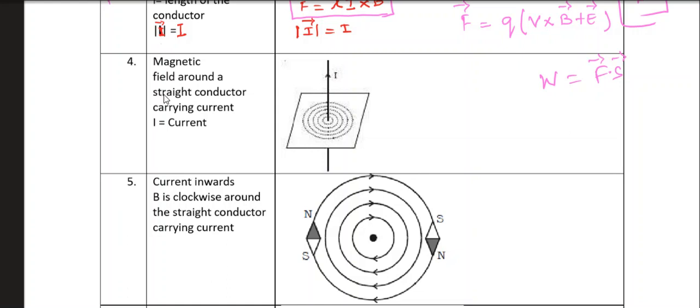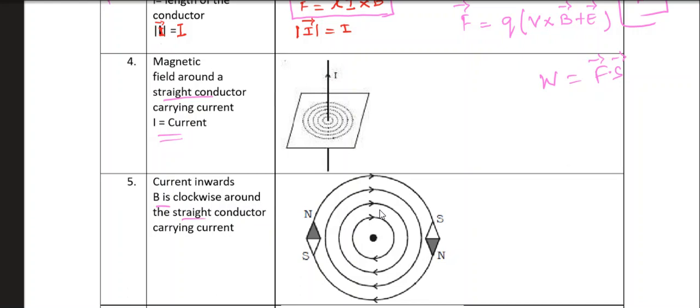The magnitude, the magnetic field around a straight conductor. So this is the straight conductor carrying current I. Current is passed through this. So what could be the magnetic field? It would be perpendicular. Current inwards, that is B, is clockwise around the straight conductor.